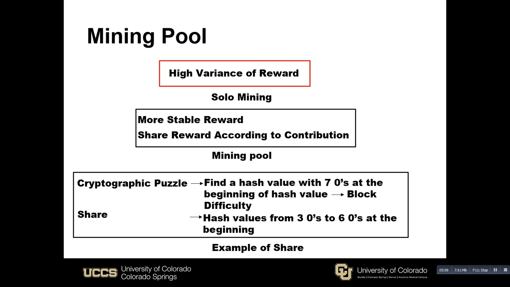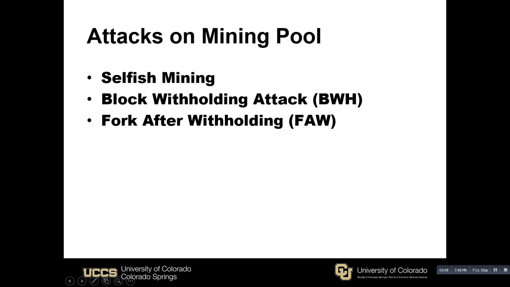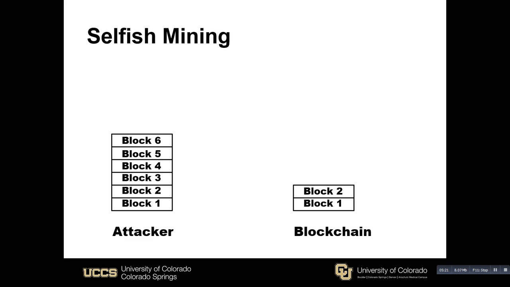Okay, so right now I'll describe three attacks on mining pools. The first one is selfish mining, the second one is block withholding attack, and the third one is fork after withholding. In selfish mining, the attacker generates blocks, but doesn't submit them to the blockchain. Here you are seeing that the attacker has already generated 6 blocks, but they are not submitting them into the blockchain.